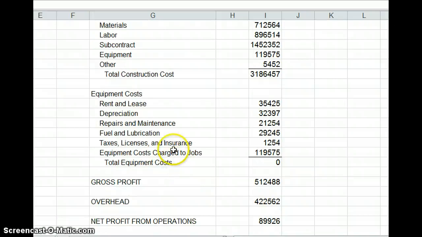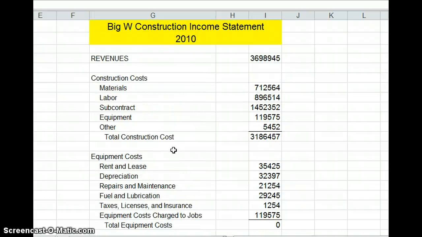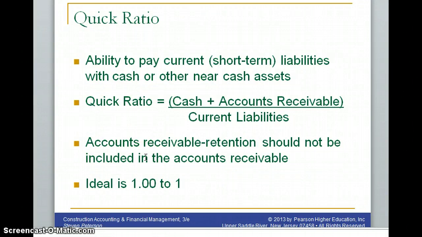We can go a step further and take a look in more detail at the financial status of the company by reviewing the financial ratios. The financial ratios are numerical values that are expressed either in decimal format or in percentage format based on certain calculations from figures that come directly from the income statement as well as the balance sheet. We have several types of financial ratios.